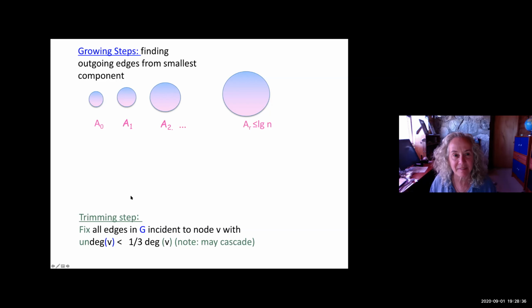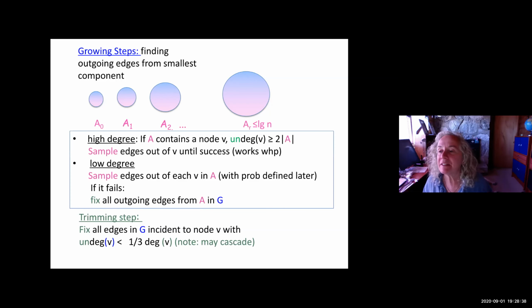All right. So in these growing steps, we talk about two kinds of growing steps, high degree and low degree. If the smallest component contains a node V whose undegree is larger than twice the size of the component, then we can sample edges out of this particular node until we find an outgoing edge. And that's going to work with high probability.